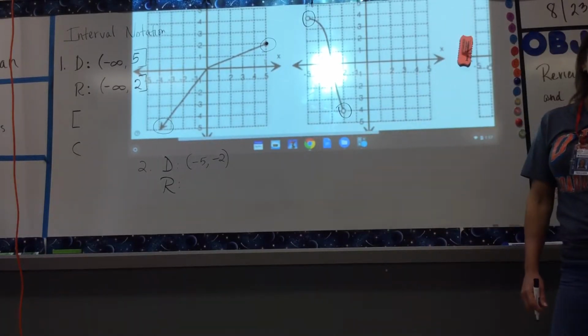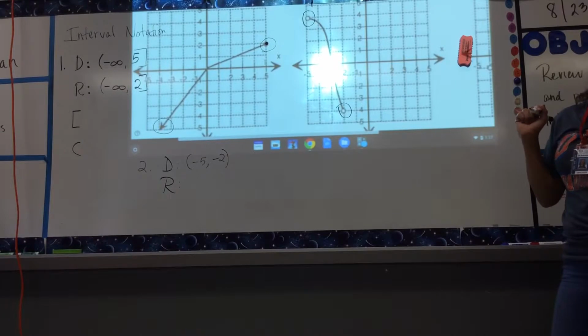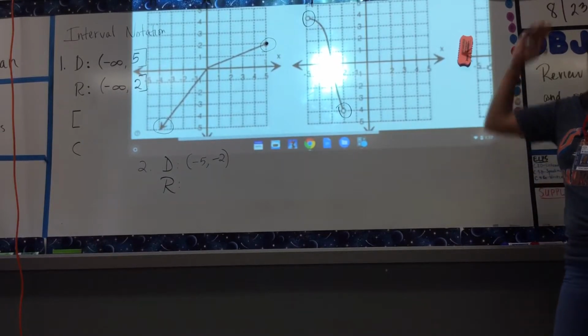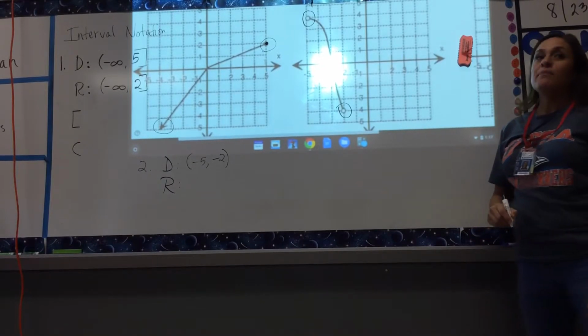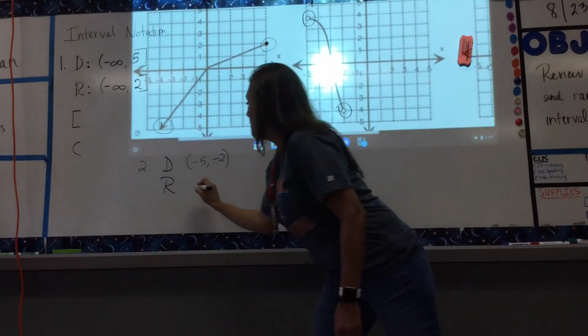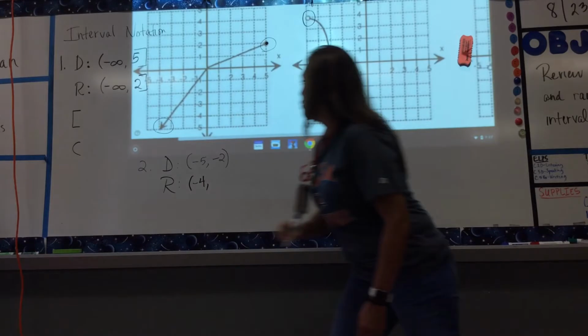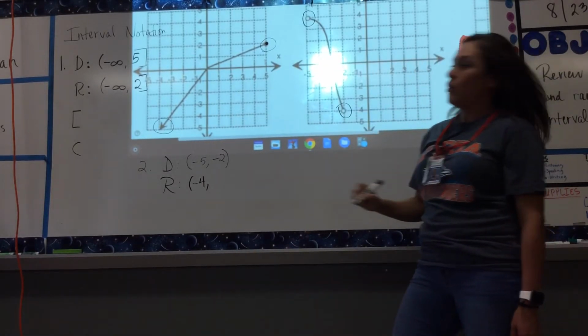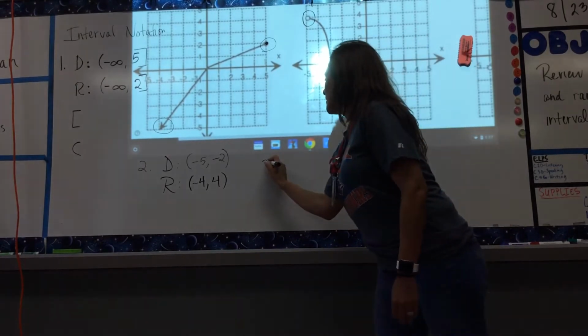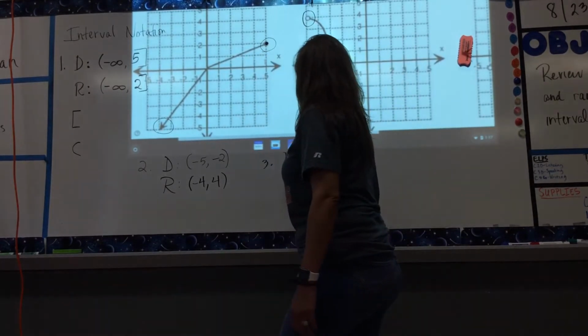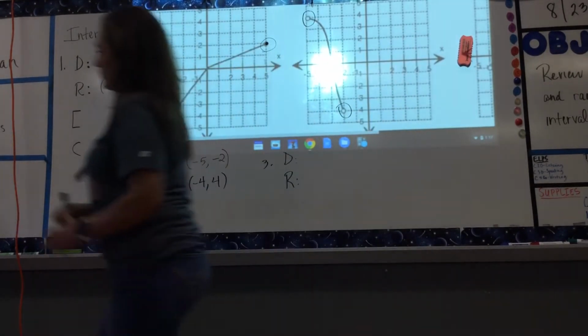Okay, range. From where to where? Negative to positive, bottom to top. Okay, what's the lowest? Parentheses or brackets? Parentheses, -4 to what? 4, parentheses. All right. I want you to try number 3 by yourselves.